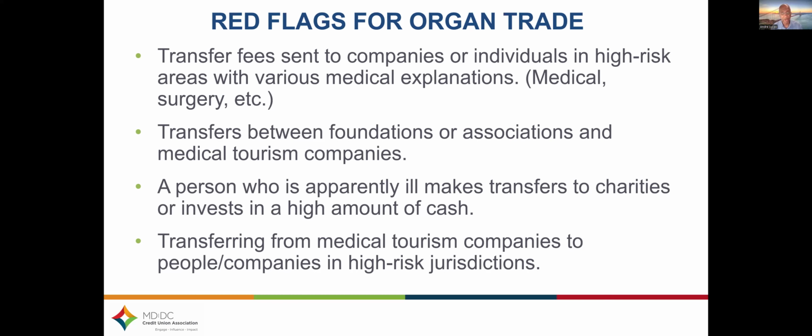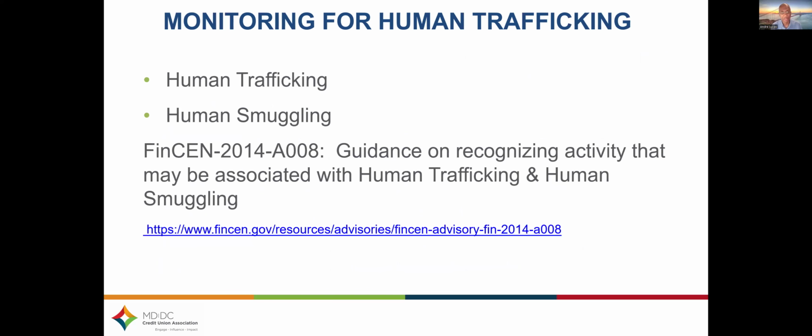I have heard of one institution, a credit union further out west, that actually identified activity that led to an organ trade situation. So these things do happen, but that's the only time I've ever heard of it. If you ever spot something like this in your credit union, you might want to take a look at it. That's a link you can look at to help identify various types of human trafficking. You can see what that is.